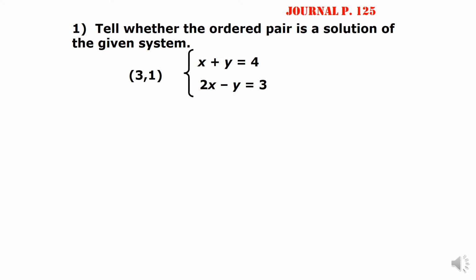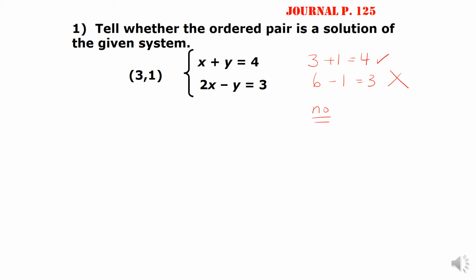Okay, so if you were given a problem like this, you would do what I did on the last slide. You would plug in 3 for x, 1 for y, and it equals 4, so it works. Then you do the same for the second one. 2 times 3 is 6, minus 1 equals 3. And you're saying, wait a minute, that doesn't work. So the answer for this one is no.